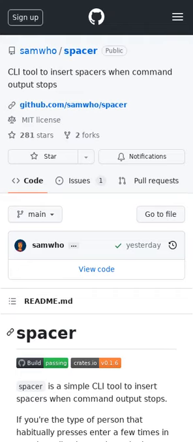Spacer is a command line tool that inserts spacers when command output stops. It is designed for people who habitually press enter a few times in their log tails to know where the last request ended and a new one begins. A GIF example is available.